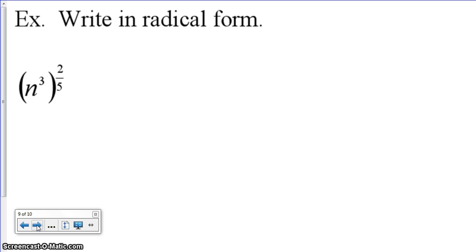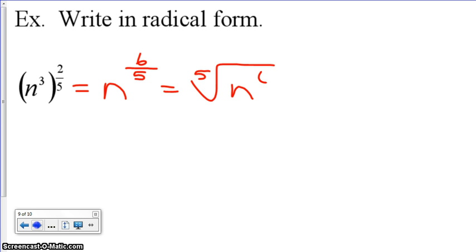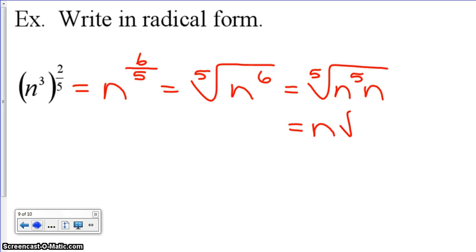Written in radical form, so in order to simplify this, I use my exponent rules. I multiply my exponents to get n to the 6/5 power, which is the 5th root of n to the 6th. I then can simplify this. 5th root of n to the 5th times n, so I get n times the 5th root of n.